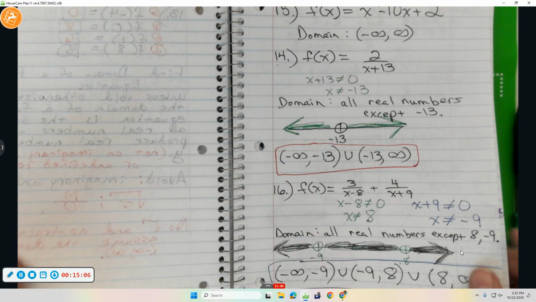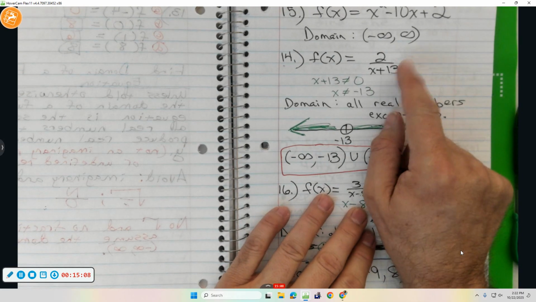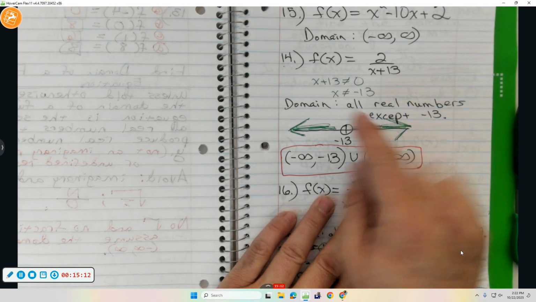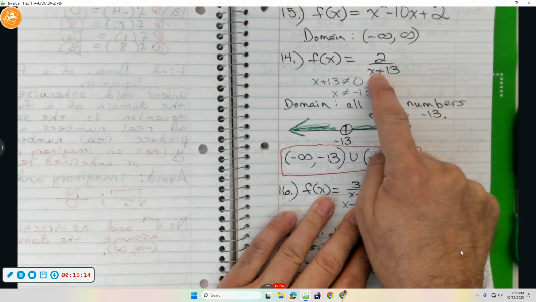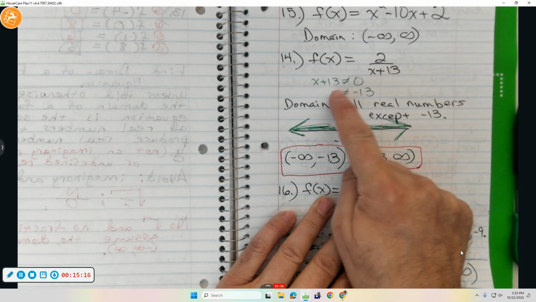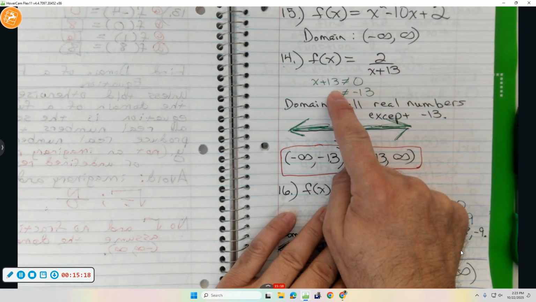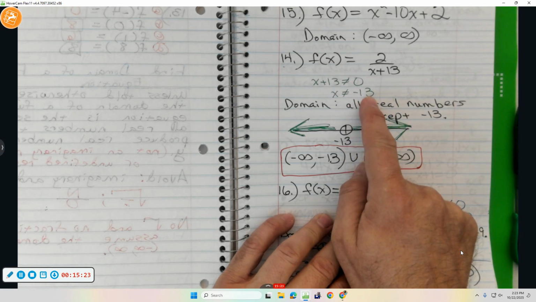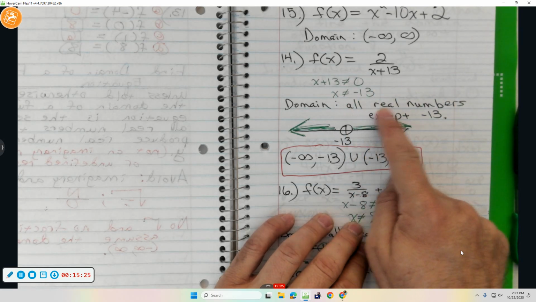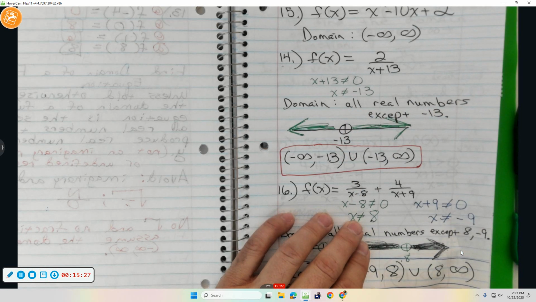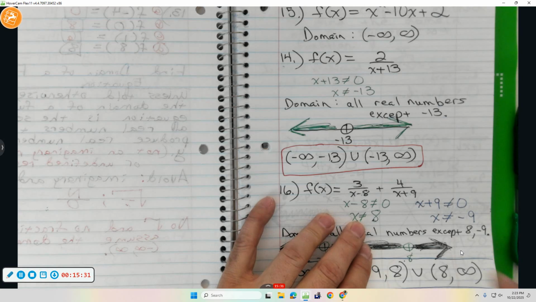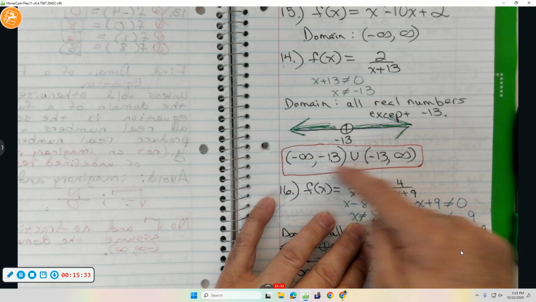Let's see. Right here. This was on the day, that first assignment over functions. To find the domain, we say the denominator of the fraction can't be 0. So like on this one, x can't be negative 13. In words, you'd say all real numbers except negative 13, but they don't want you to write it out in words, do they? They want this interval notation.